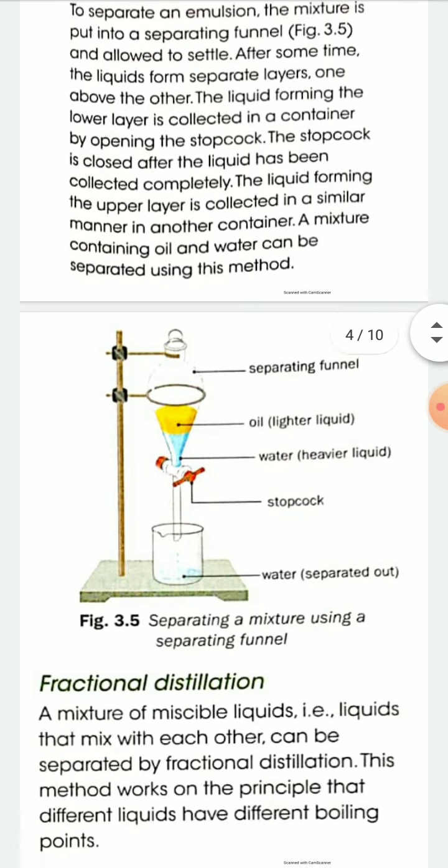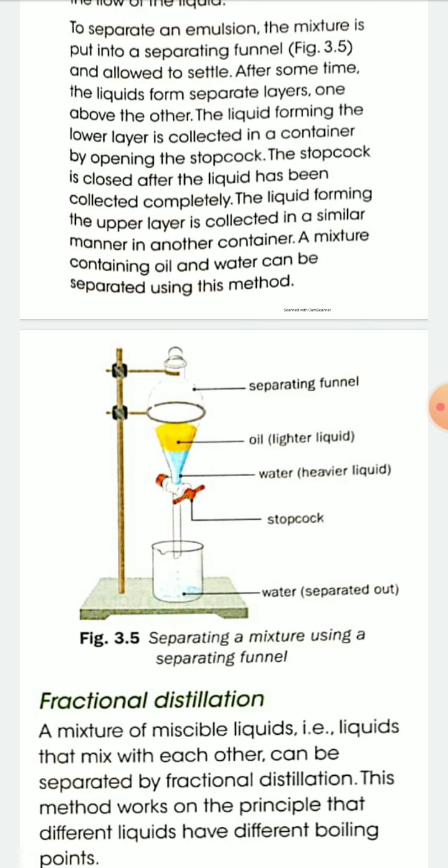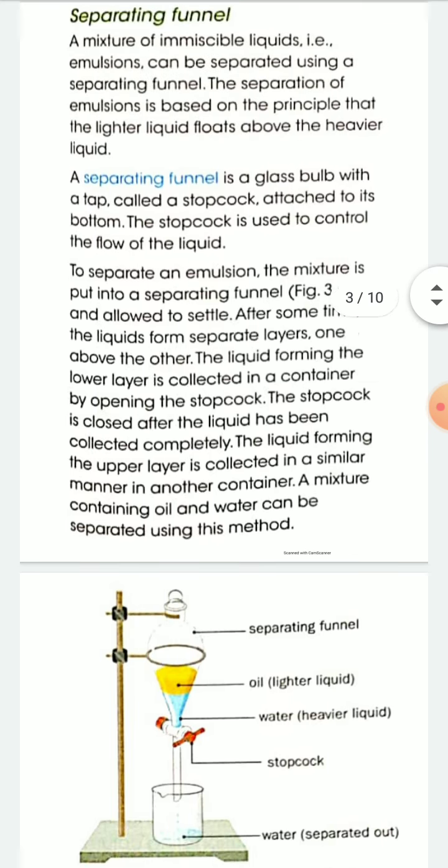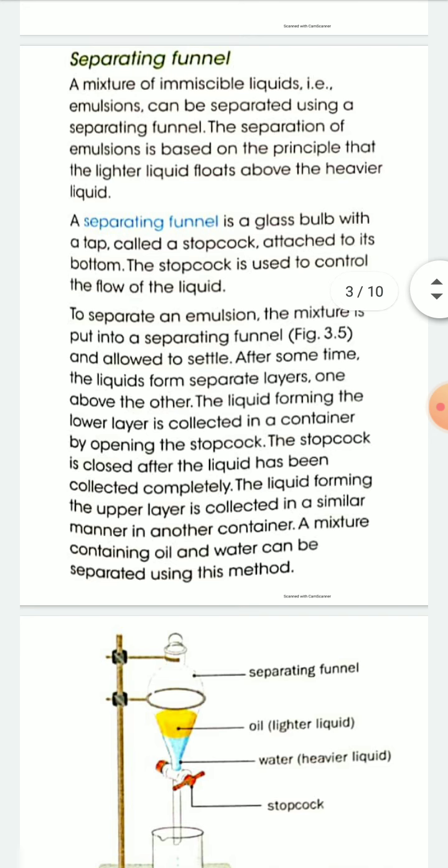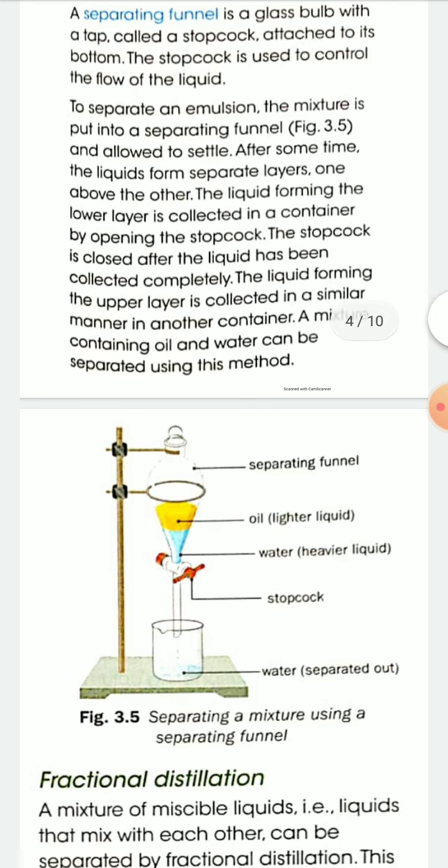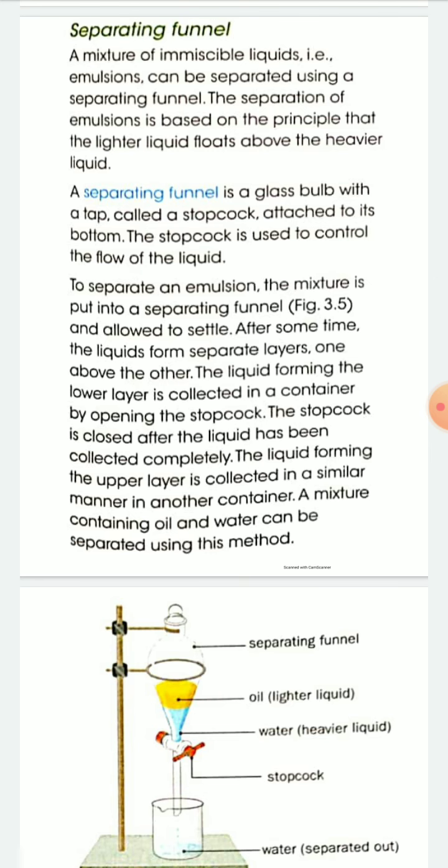And this is the separating funnel. This entire figure shows the separation of a liquid-liquid mixture by using a separating funnel. Okay, so what is a separating funnel? A separating funnel is a glass bulb with a tap which is called a stopcock. You can see here it is written separating funnel, stopcock. And the stopcock is used to control the flow of liquids.